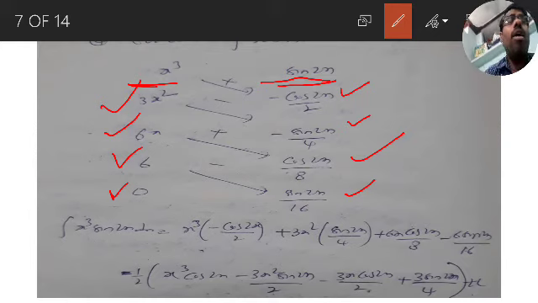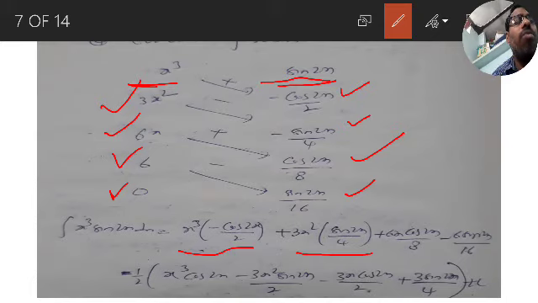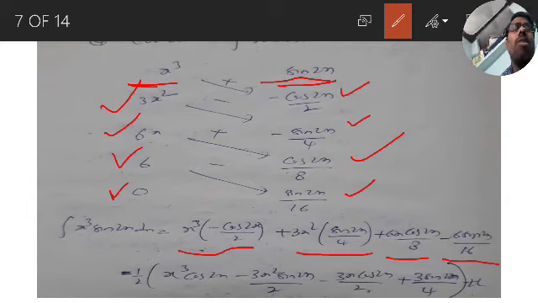Now to apply Bernoulli's rule, cross multiply with plus minus plus minus plus. Therefore integration of x cube into sin 2x dx is x cube into minus cos 2x by 2 plus 3x square into sin 2x by 4 plus 6x into cos 2x by 8 minus 6 into sin 2x by 16. So take common. If you take 1 by 2 common, what will we get? x cube into cos 2x minus 3x square into sin 2x by 2 minus 3x into cos 2x by 2 plus 3 sin 2x by 4 plus c. So this is my final answer by Bernoulli's rule.